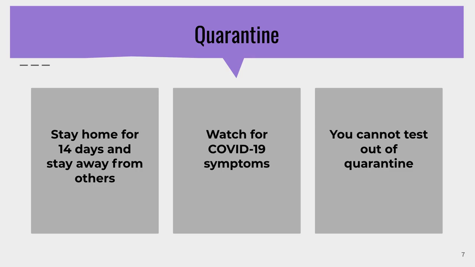Alrighty, so if you're asked to quarantine, you should stay home for 14 days after your last contact with the person who has COVID-19. This means don't go to work, don't take public transportation. If possible, stay away from others, especially those who are at higher risk. Watch for a fever, cough, shortness of breath, and any other symptom of COVID-19.